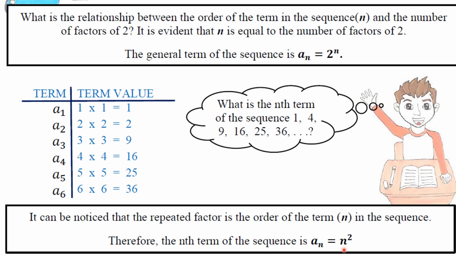Kanina, 2 raised to n. Pero ngayon, n squared naman. So magkaiba po yun ha. Magkaiba yung 2 raised to n, iba yun sa n raised to 2. So yung n natin represents the term number. Papalitan mo lang yung n kung pang-ilan ang gusto mong term na makita.